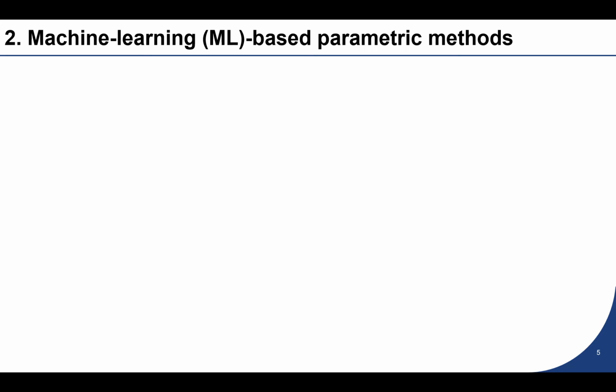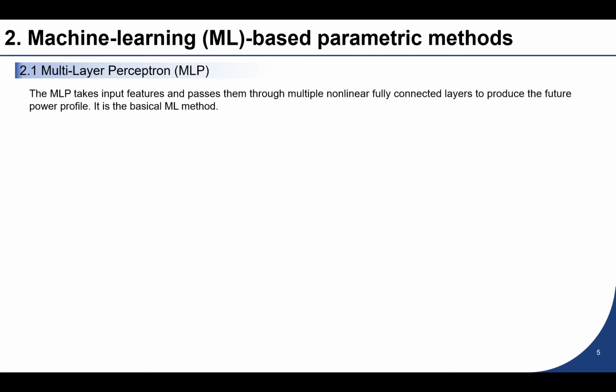Now we begin the second category of forecasting models, which consists of machine learning-based parametric methods. The first model in this group is a multi-layer perceptron, or MLP. The MLP takes a set of input features and passes them through multiple nonlinear fully-connected layers to produce a future power profile. It's the most basic and widely used neural network model.